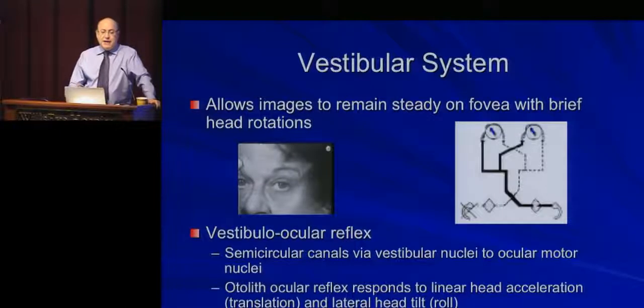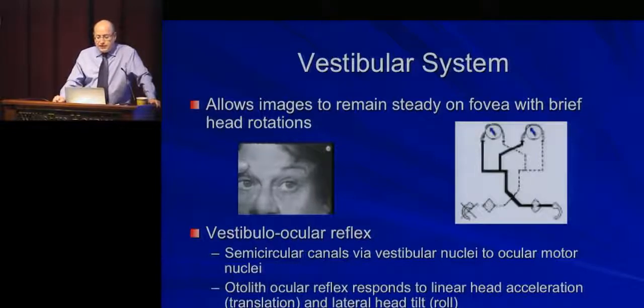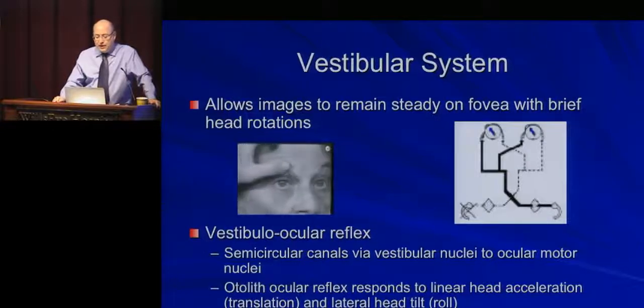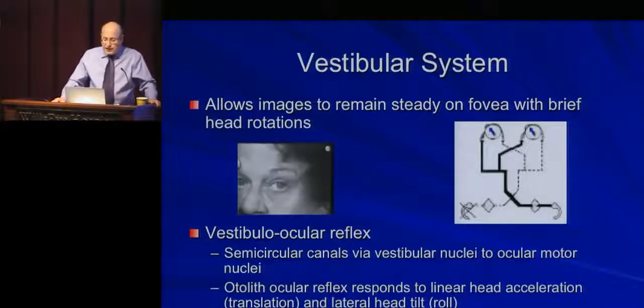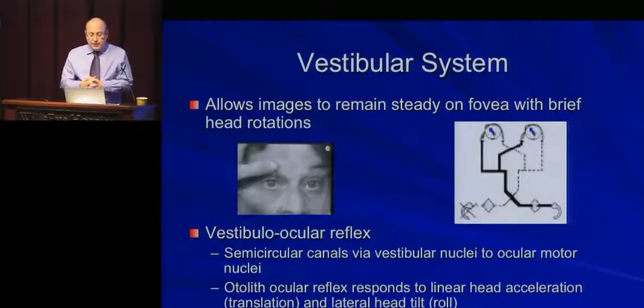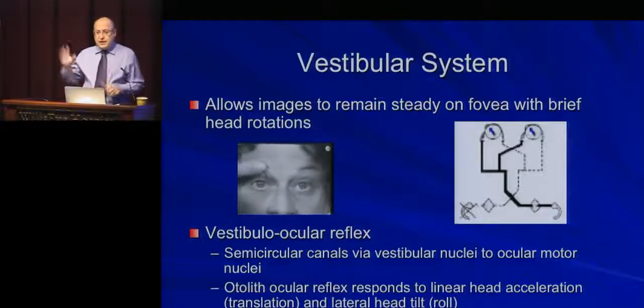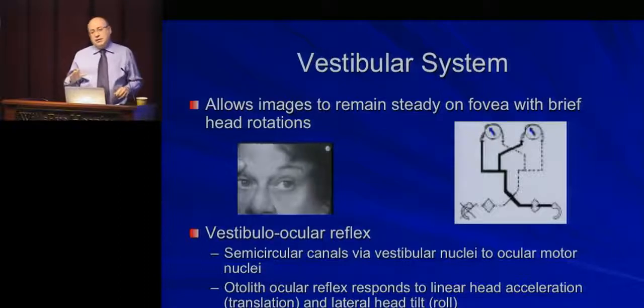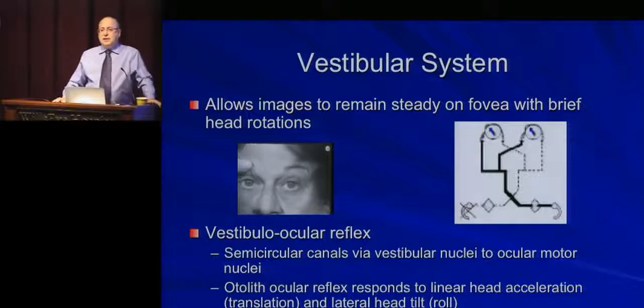The vestibular system allows images to remain steady with brief head rotations. So we have this vestibulo-ocular reflex. The person wants to look straight ahead at the same object, moves their head, and the eyes go equally and opposite. And this is mediated via the semicircular canals, via the vestibular nuclei in the brainstem, to the ocular motor nuclei. The otolith-ocular reflex, which comes from the utricle, responds to linear head acceleration and lateral head tilt. So we have different parts of the inner ear that sense these movements and correct the eye movements.